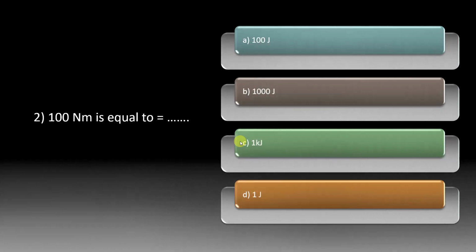100 Newton meter is equal to, first option is 100 joule, then 1000 joule, 1 kilojoule and 1 joule. Now we know that 1 Newton meter is equal to 1 joule, and therefore 100 Newton meter has to be equal to 100 joule. So option A is the correct option.